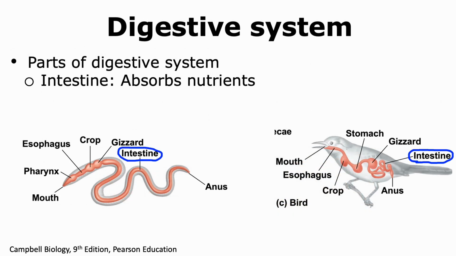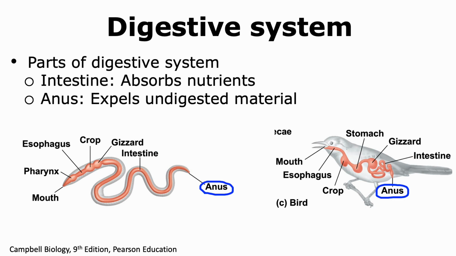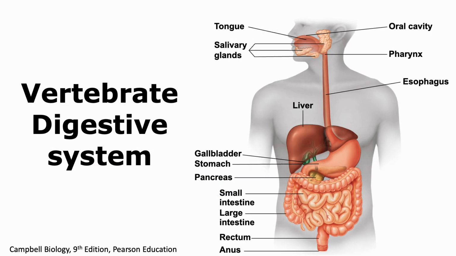The intestine is a part of the digestive system that is able to absorb the nutrients, and the anus is the opening where the undigested material is expelled from the animal body. Let us now look at the digestive system found in vertebrates with an emphasis on the human digestive system.